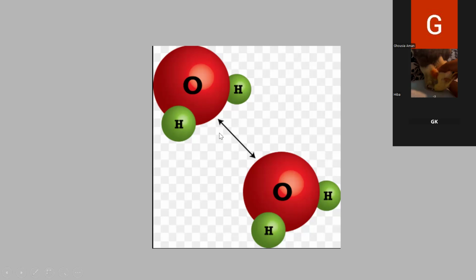Other than this weak force of attraction, the covalent bonds between hydrogen and oxygen, or between two hydrogen atoms, or between oxygen and carbon, are extremely strong. If you heat water, the intermolecular force of attraction will break. The water molecules go apart, and liquid turns into gas. But heating cannot break the hydrogen and oxygen covalent bond because they are extremely, extremely strong.